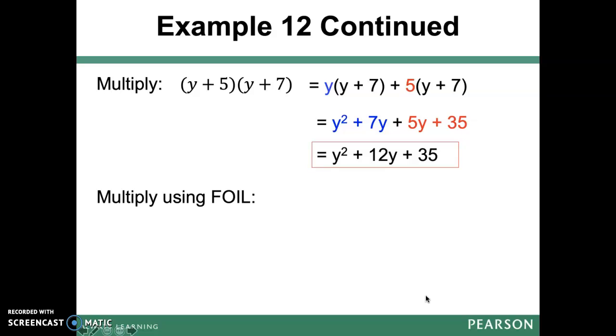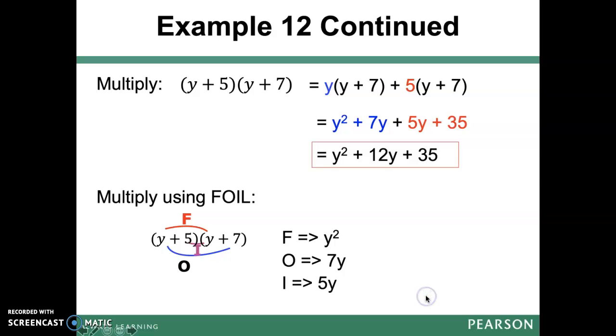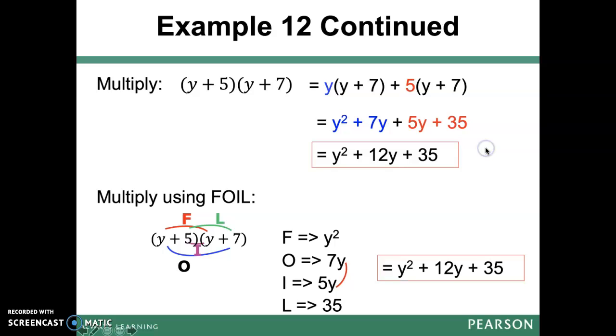So the previous example, if I use FOIL, watch this. Y squared. Outside two terms gives me a positive 7y. Inside two terms gives me a positive 5y. The last two terms gives me a positive 35. Isn't that exactly the same 4 terms we got up here? Yes. It gives us the exact same thing. FOIL is double distribution, just in acronym form.